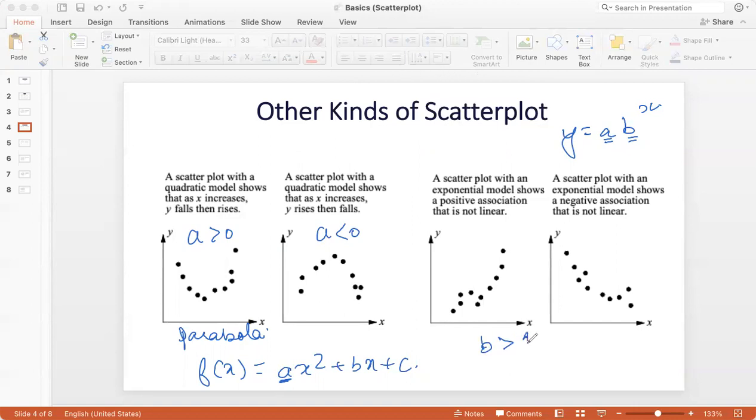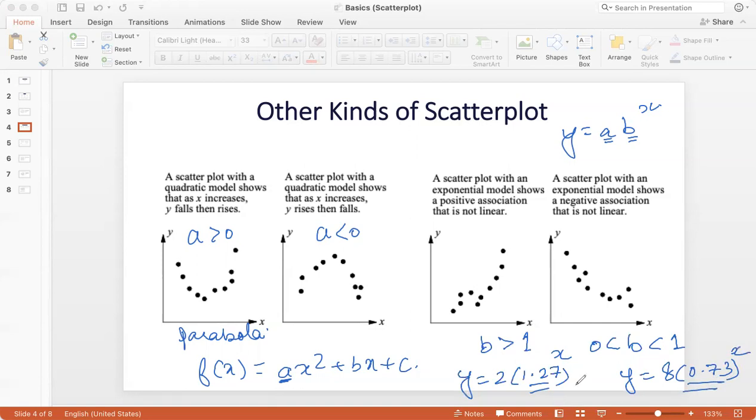B is greater than 1. This shows exponential growth. And when the graph is decreasing, it is falling, exponential decay, then b is between 0 and 1. So for example, this graph could be 2 times 1.27 to the power x, and this could be 8 times 0.73 to the power x. So the base of the exponent determines whether it's exponential growth or exponential decay.